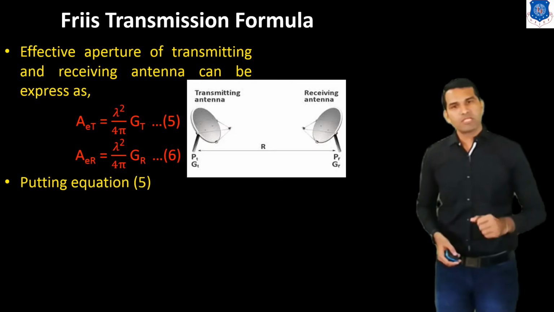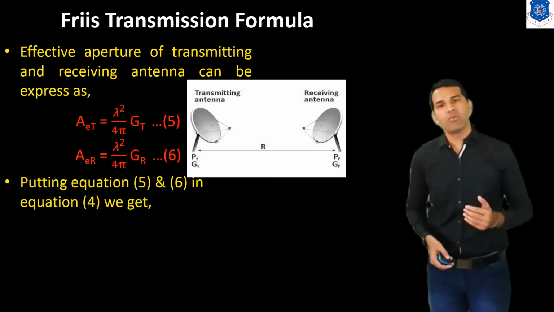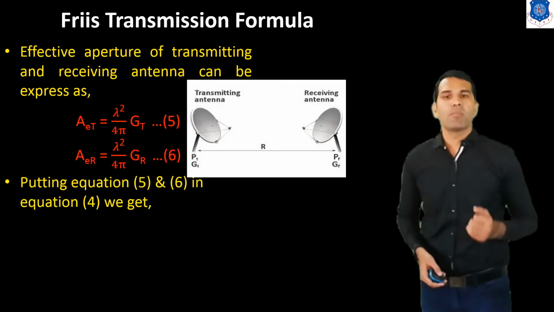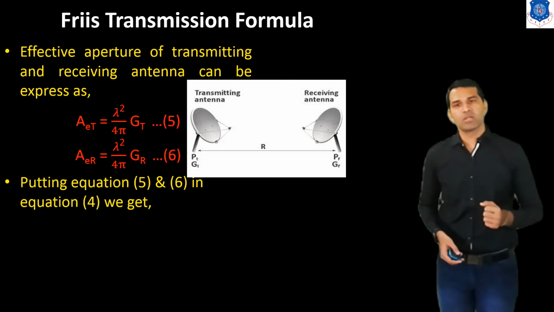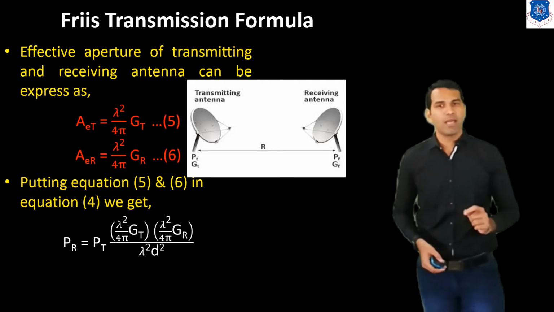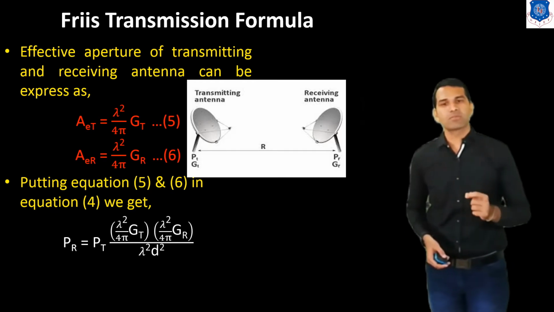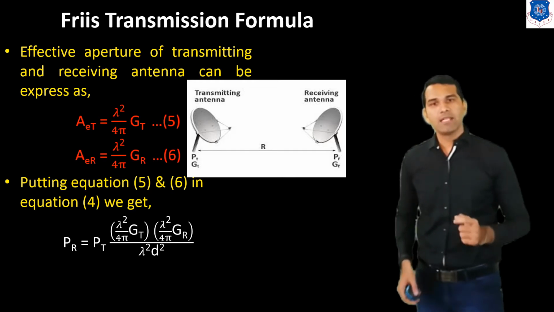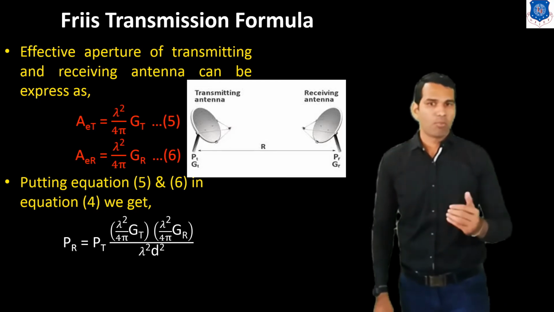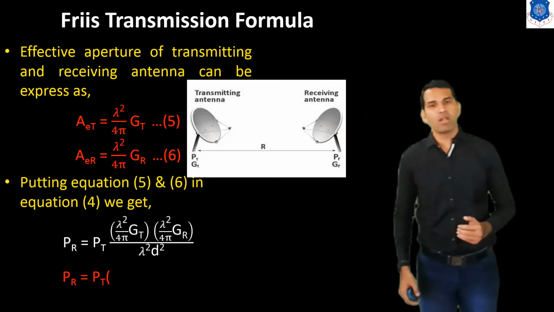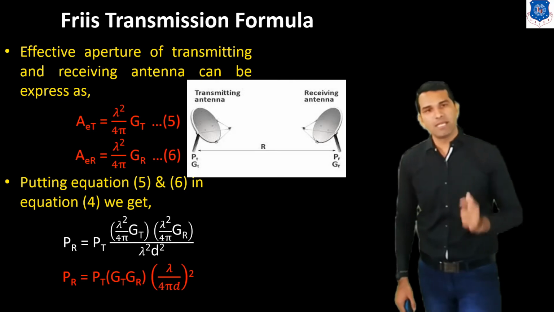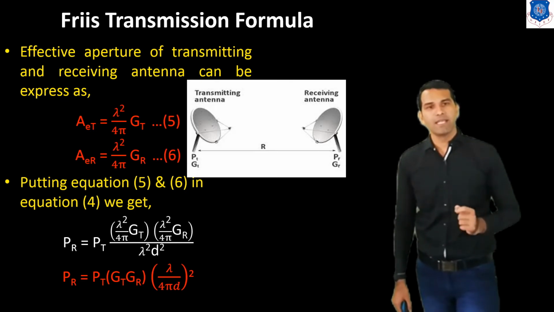Now we substitute the values of AET and AER from equation number 5 and equation number 6 in equation number 4. So we get PR is equal to PT, and the value of AET is lambda square upon 4 pi into GT, and the AER value is lambda square upon 4 pi into GR, upon lambda square d square. So when we solve this equation, we get PR is equal to PT GT GR lambda upon 4 pi d square.